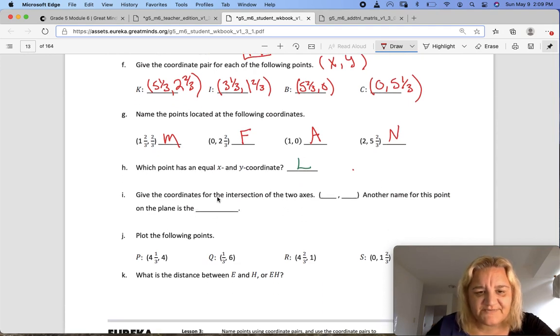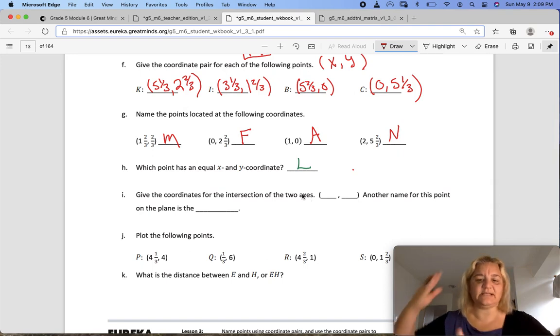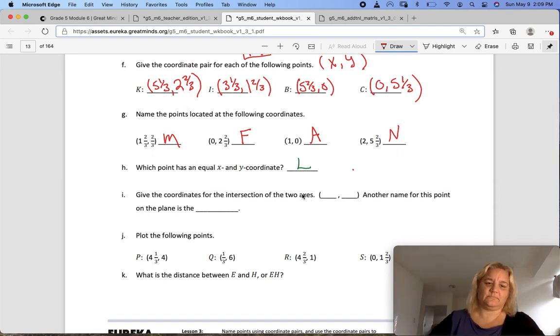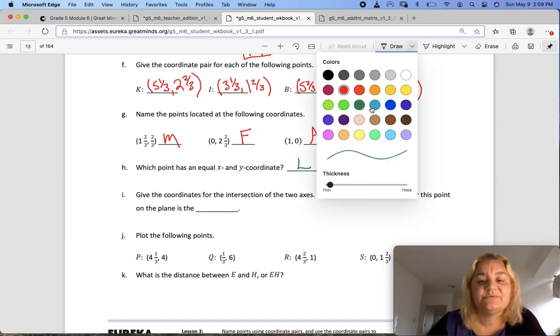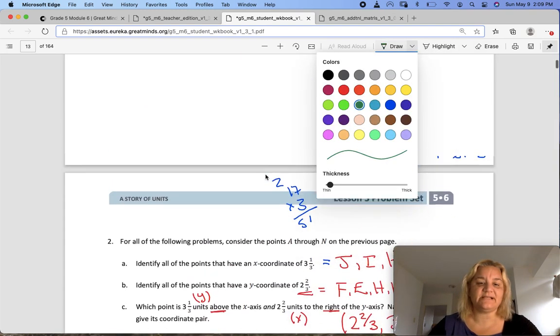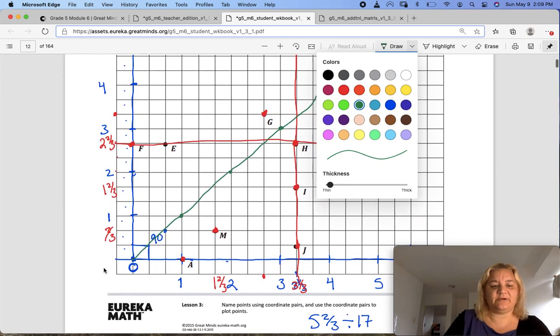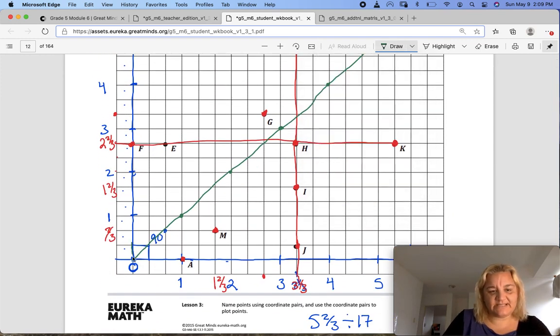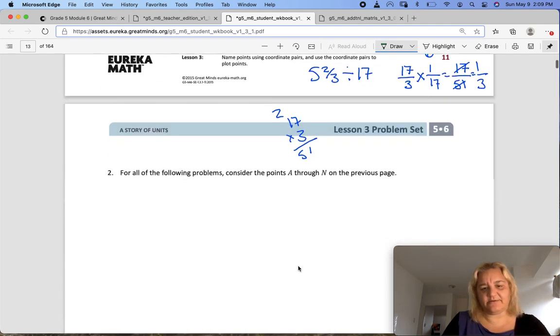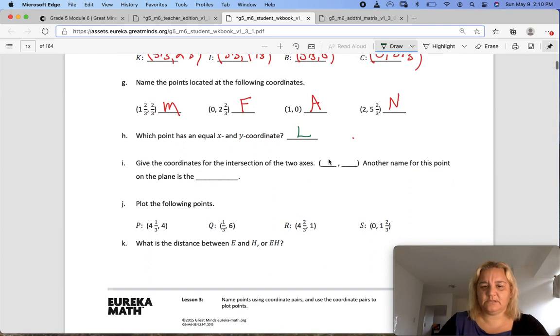Give the coordinates for the intersection of the two axes. So the intersection is where they touch. Okay, and I don't think that's going to be too difficult for you because where do they touch? We created them. There's a perpendicular line where they touch right here. The coordinates for that would be 0 and 0, right? Because that's 0 and that's 0. So, another name for this point on the plane is the origin.